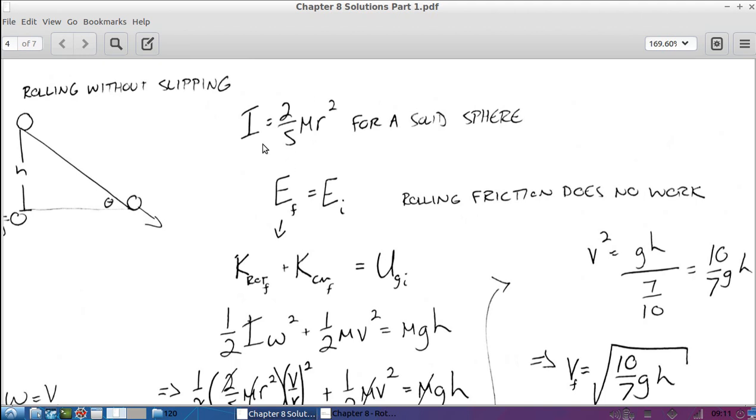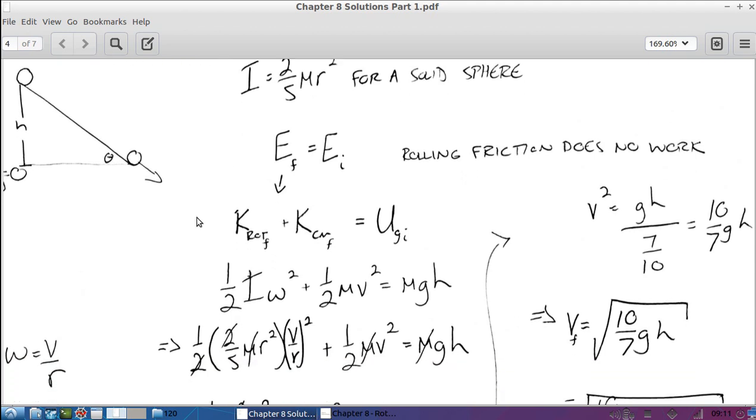So I look up the moment of inertia for the solid sphere. Okay, it's 2/5 mr squared. All right, so I'm going to use that as the moment of inertia for the sphere. Again, the only friction that is occurring here is rolling friction. If this was totally frictionless, it would just slide down and wouldn't rotate. But this is rolling friction, so it's static friction, it's not doing any work. So I can use the law of conservation of energy to solve this problem.